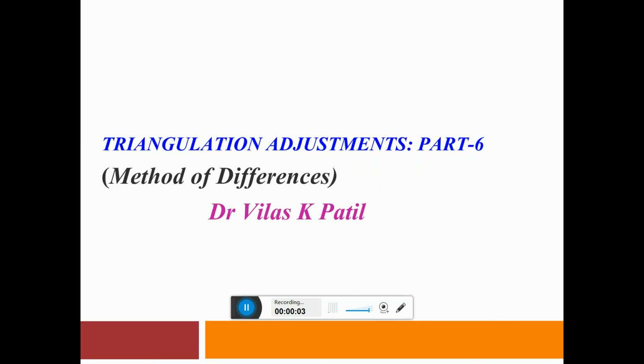Hello students, today we are going to discuss the solution of the normal equations by the method of differences, or it is quite appropriate to say, determination of the most probable values by the method of differences. Why is the method of differences used, and when is it recommended or beneficial to determine the most probable values of the unknown quantities by the method of differences?